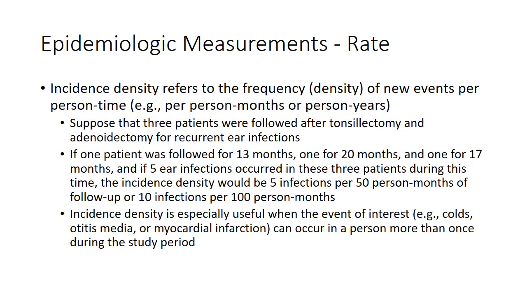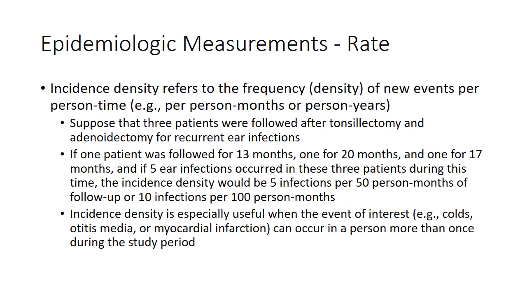Now we can have incidence density, and this actually refers to the frequency, again, just another name for density of new events per person per time. So again, person months or person years. And so this can refer back to events that can happen more than once, for instance.